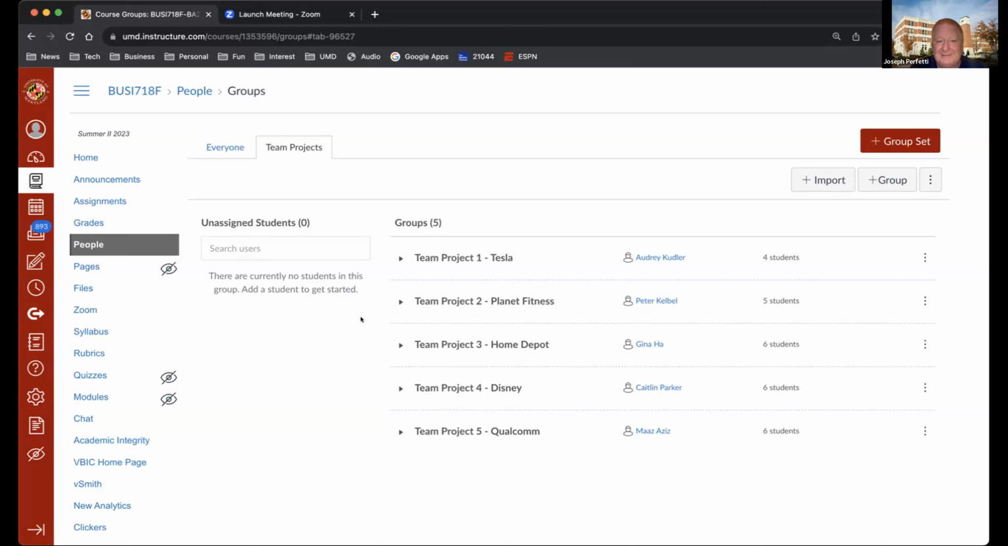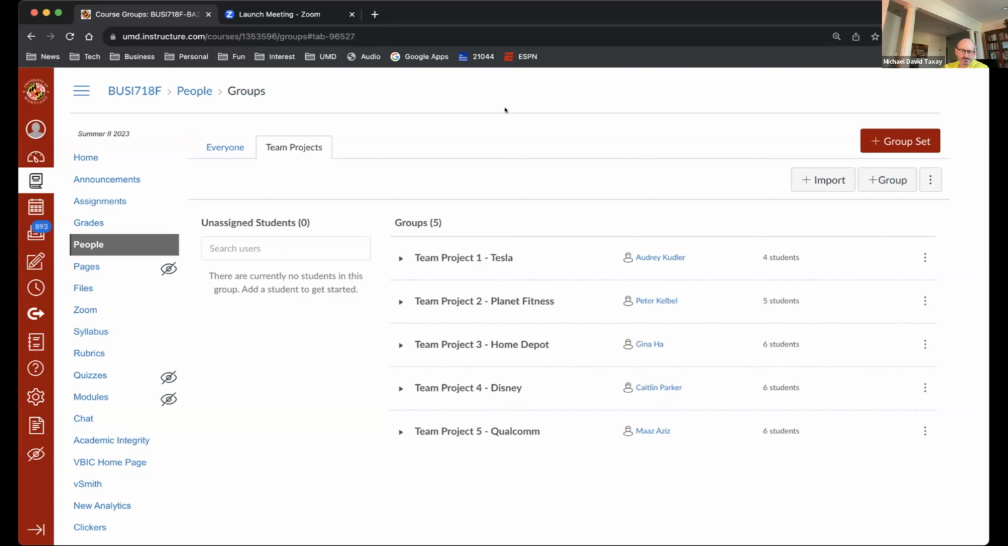Disney is going to be the investment committee for Home Depot. Qualcomm is going to be the investment committee for Disney. And Tesla is going to be the investment committee for Qualcomm. Okay. So again, I'll post this in an announcement, but if you just generally understand the structure, that's how it's going to play out. Does that answer the question?